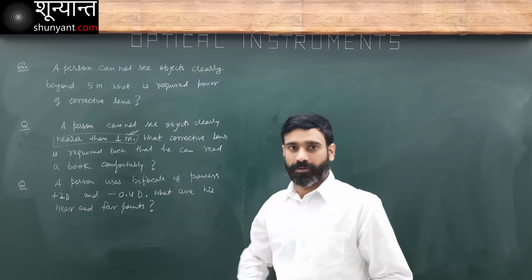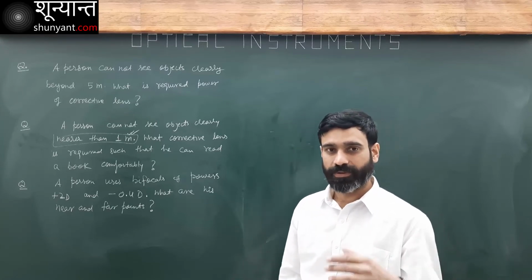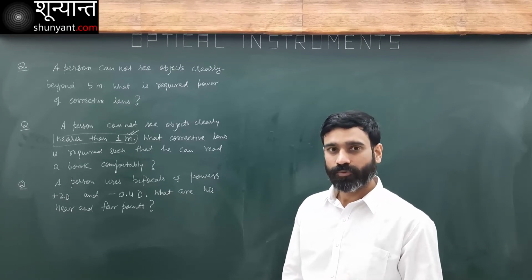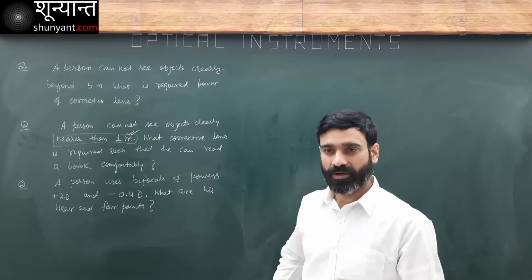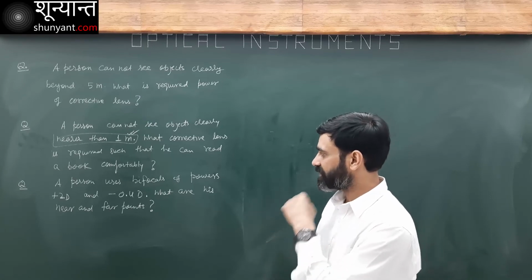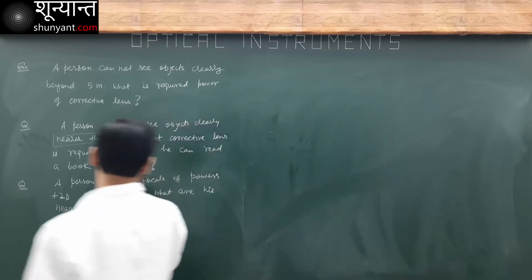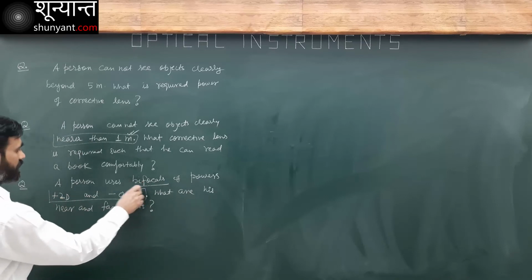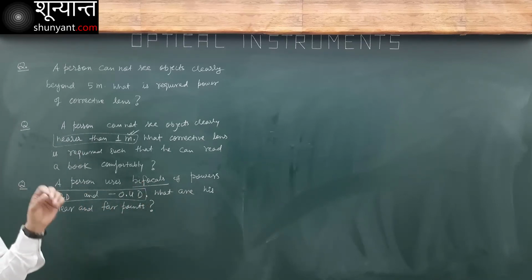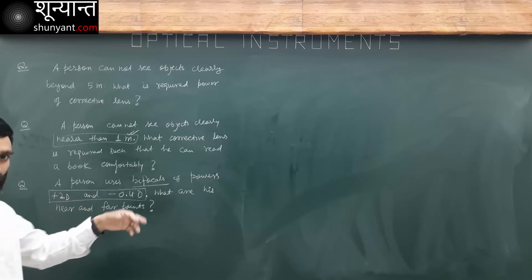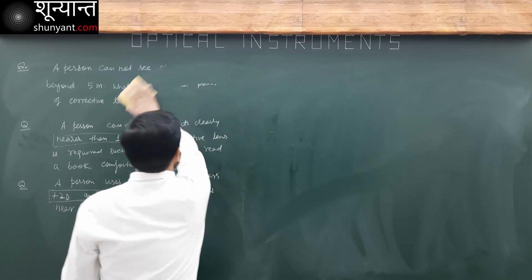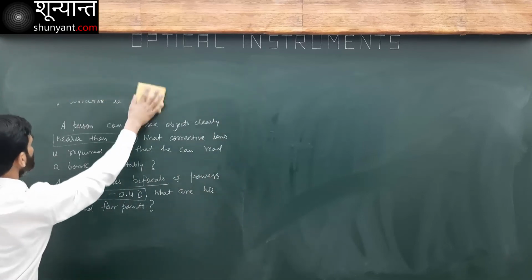Bifocal. Some people have both defects, hypermetropia and myopia. They need to use both types of lenses to correct both visions. So one person here is using bifocals, and two powers are given here. Now you will have to recognize which lens is for which defect. Then it becomes easier to solve.